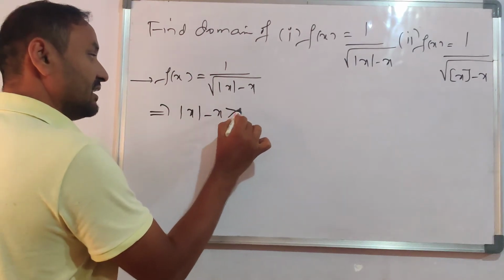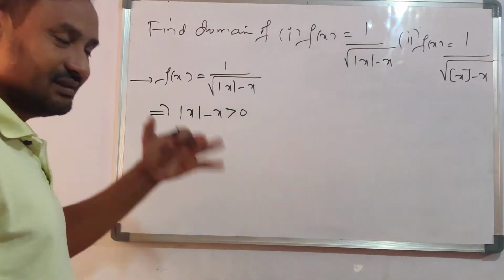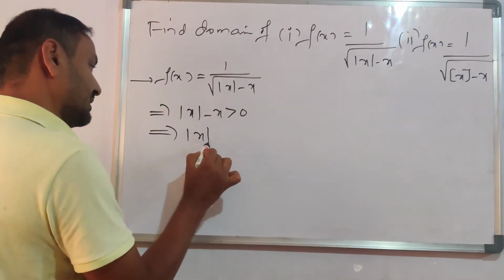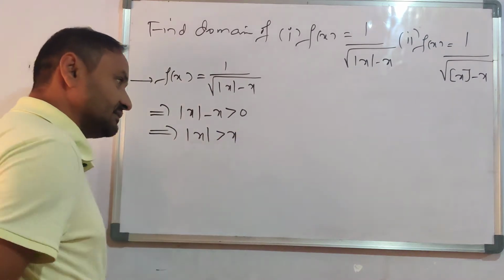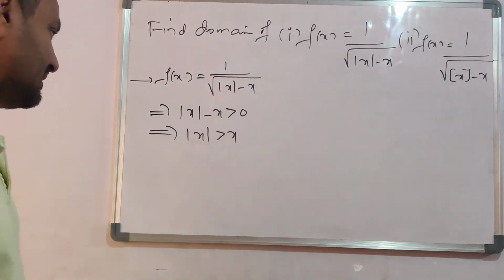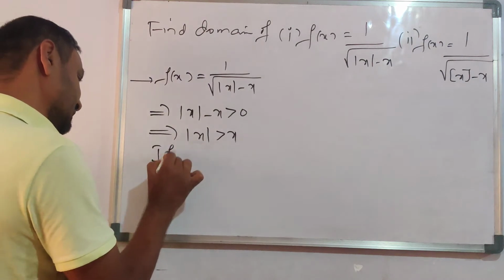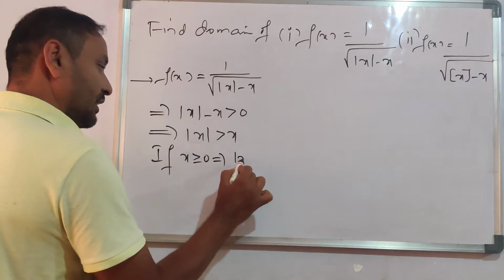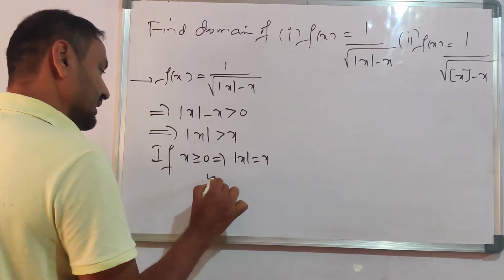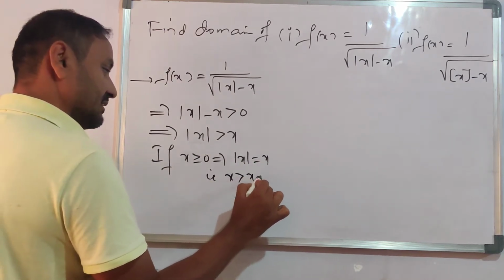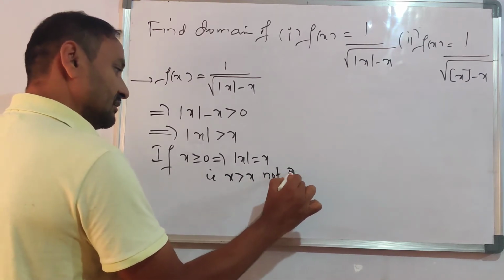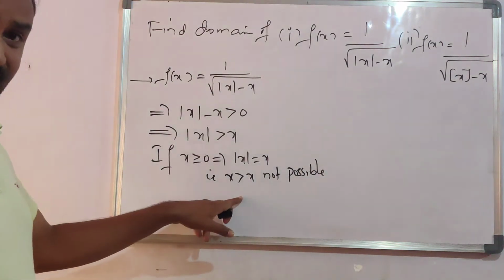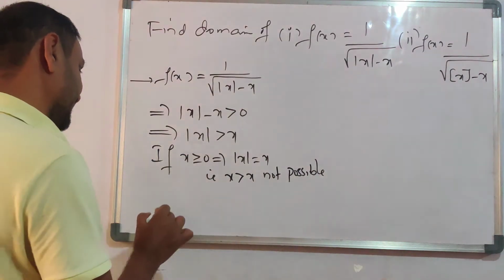Mod x minus x greater than 0 only, because it is in the denominator under root. So it is also equal to mod x greater than x. Mod x is greater than x. If x greater than or equal to 0, mod x is equal to x. That is, x greater than x, not possible, because x is equivalent to x, but x greater than x is not possible.